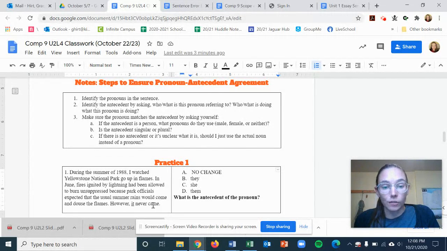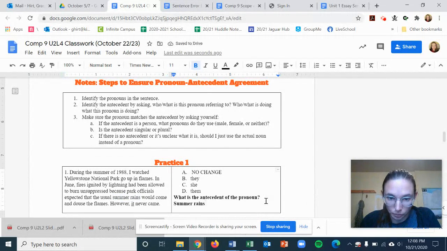However, blank never came. So we have to ask ourselves, what never came? That's the antecedent, right? What is this pronoun referring to? In the Edpuzzle, answer that question. What is the antecedent? What never came? Okay, so if you said summer rains, you would be correct. The antecedent of the pronoun is summer rains.